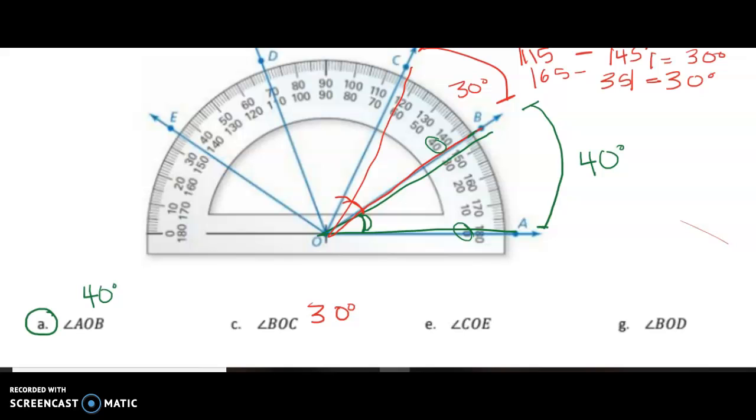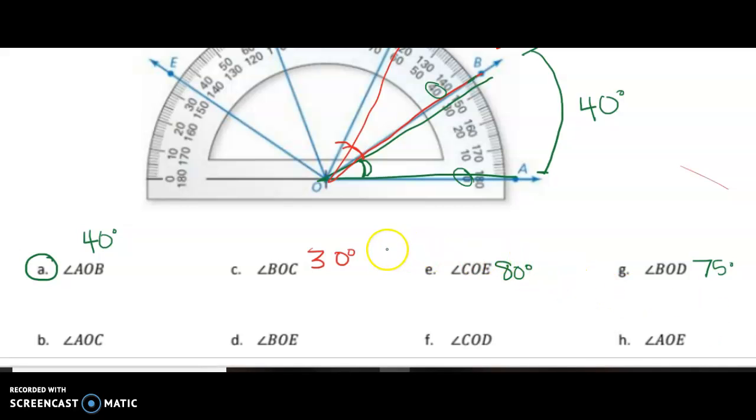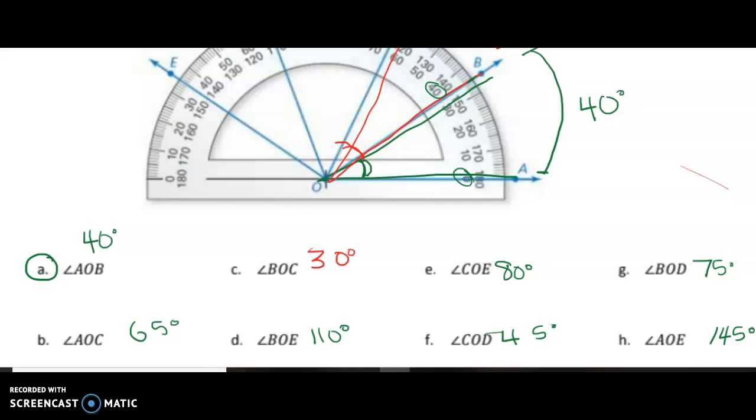All right, so angle COE I got is 80. Angle BOD is 75. Make sure you're putting your degree symbol. Angle AOC I got as 65, 110, 45, and 145. If you got any of those wrong, either A, you're looking at the wrong angle, like maybe you misinterpreted which angle it wanted, or B, when you subtracted the two numbers, one on each side, you subtracted incorrectly. Remember, in this class, angle measures will always be positive.